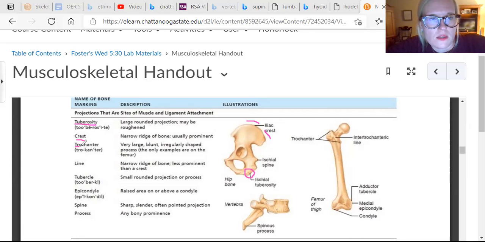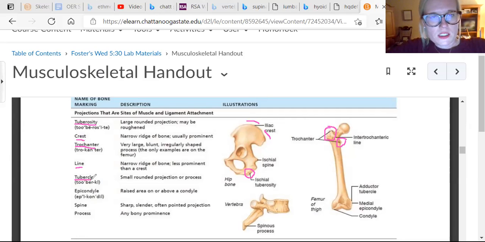Underline it, since we just talked about it. So these are trochanters. You see how they're large, irregularly shaped. That's on the femur, that big thigh bone. A line is just simply a line. And there's one down here. I feel like if I move this, I'm going to move it out of the view, but I'll come down and look at it in a second with you.